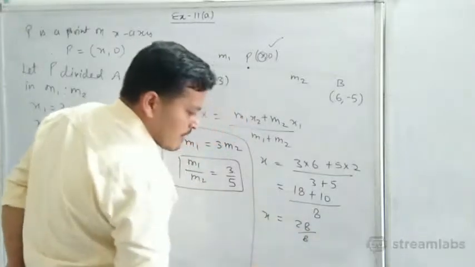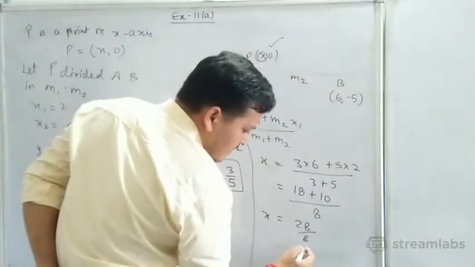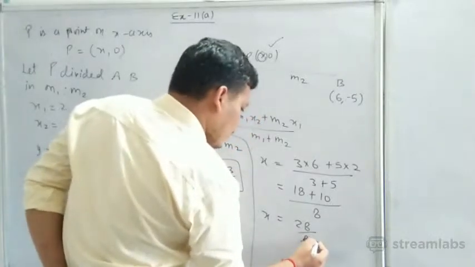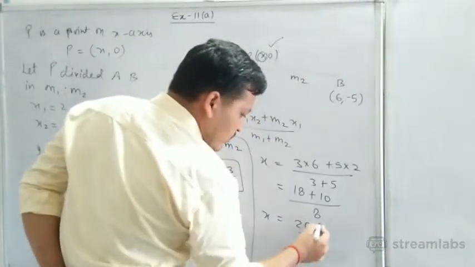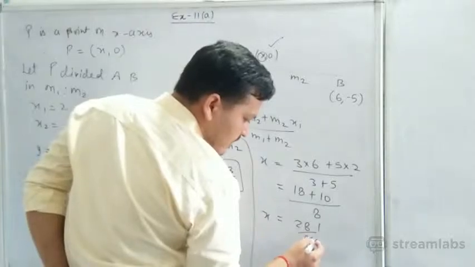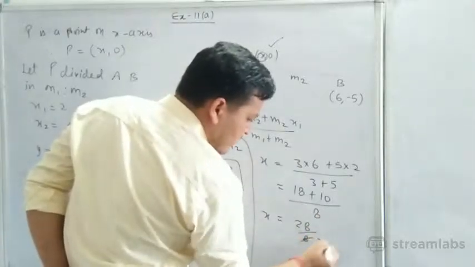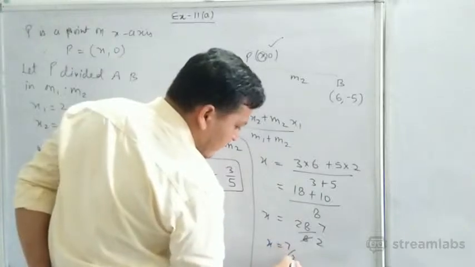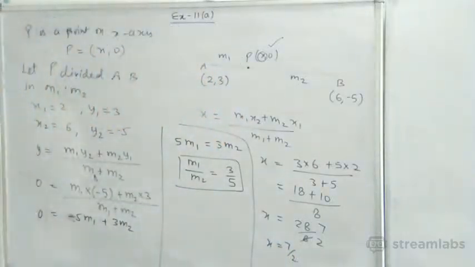So x is equal to, take 4: 4 times 2 is 8 and 4 times 6 is 24, 4 times 7 is 28. x is equal to 7 by 2 is the answer of this question. Okay, clear?